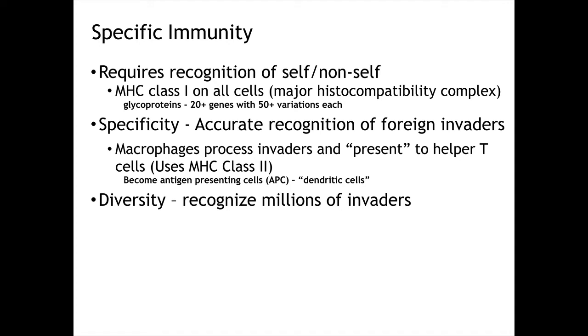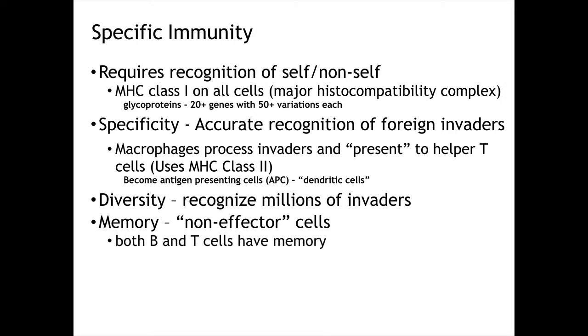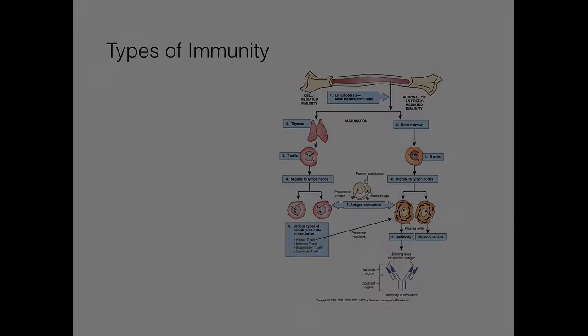So this ability, because of the uniqueness of the MHC class 1s on all of our body cells, makes it very easy to recognize all sorts of invaders. And then we're also going to see with specific immunity the formation of these memory cells later on, which we'll remember for later. All right, and I mentioned earlier that both B and T cells have memory.